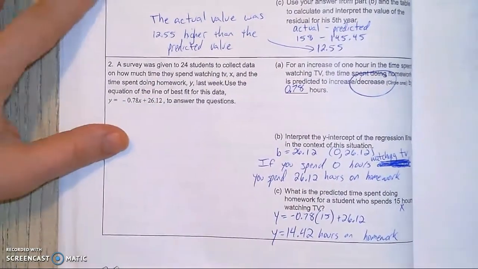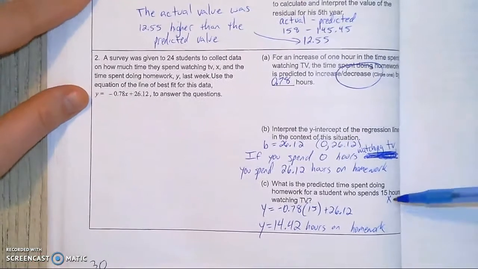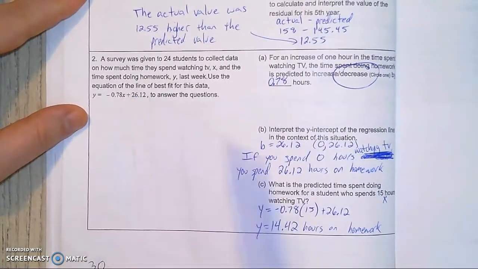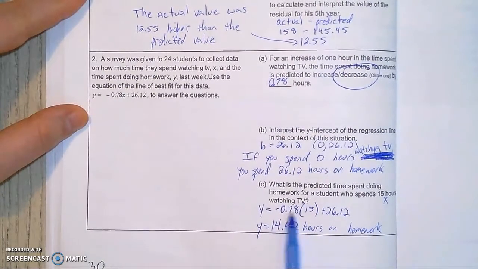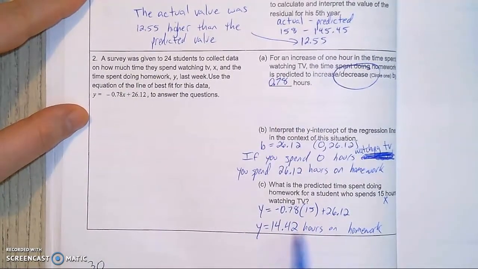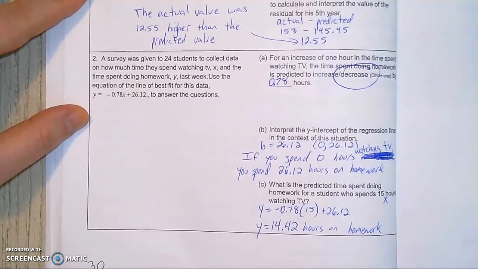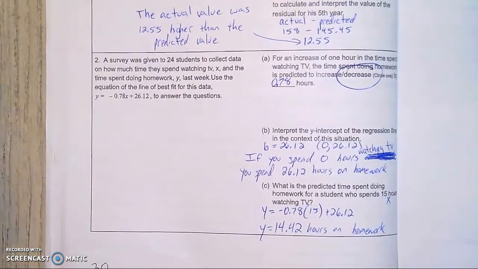Finally, part C was another prediction. So what happens after 15 hours? That's an x value. So using their equation, using x is 15, and typing the rest on a calculator, I got that when you spend 15 hours on homework, or I'm sorry, that's 15 hours watching TV, I predict you spend 14.42 hours on your homework. So moving over to problem number 3.